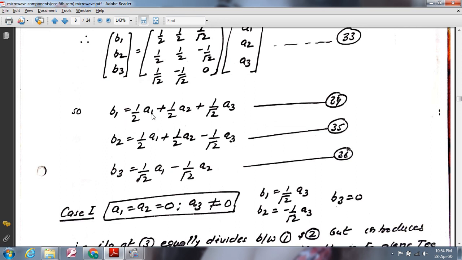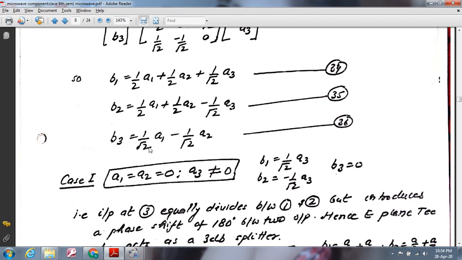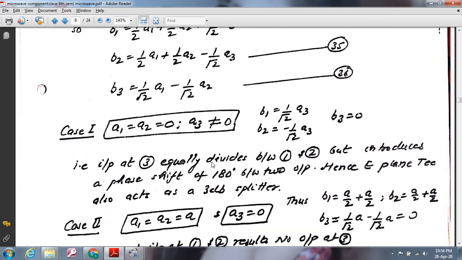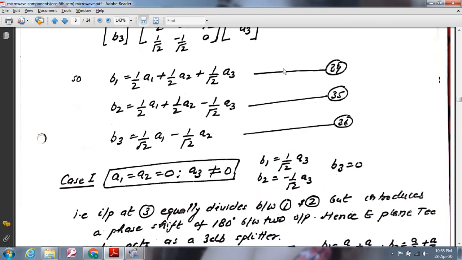From equation number 33, we get the B1 equation: b1 equals half of a1 plus half of a2 plus a3 by root 2. This is the 34th equation. b2 equals a1 by 2 plus a2 by 2 minus a3 by root 2, and b3 equals 1 by root 2 into a1 minus a2 by root 2. Now again we will consider different cases for these three output equations. So these are the three basic output equations of E plane T.